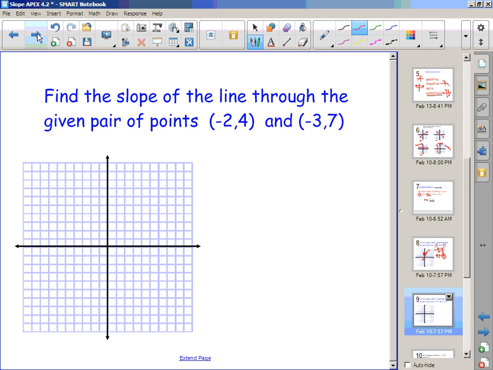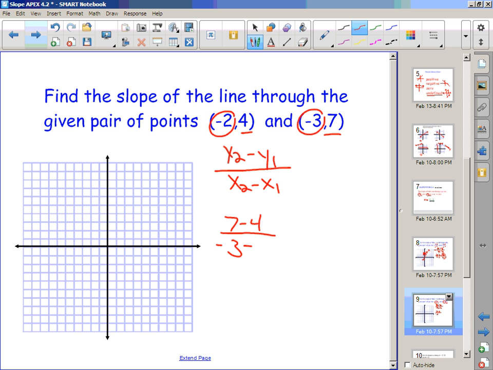All right, so let's try it with some negative numbers in here. I'm not even going to actually graph this one. I'm going to subtract my y's over subtract my x's, which is going to be 7 and 4. So 7 minus 4, and the most common mistake students make is putting the x's over the y's. All right, so 7 minus 4 over negative 3 minus negative 2. Now be careful. When you subtract a negative, 7 minus 4 is 3, but 3 minus negative 2 is like adding. Subtracting a negative is adding. So negative 3 plus 2 is negative 1. So the slope here is negative 3.